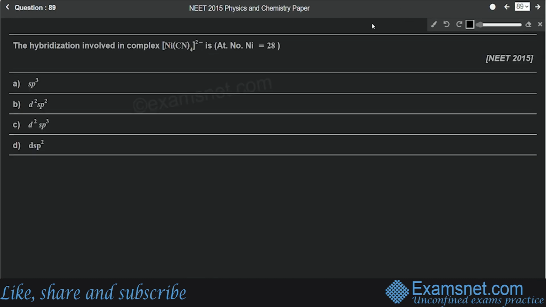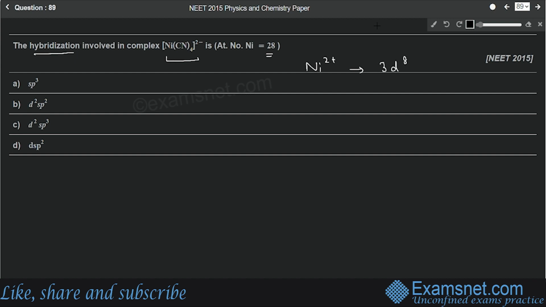Next question is again from coordination compound, and the question is: the hybridization involved in complex [Ni(CN)4]2- is. Atomic number of nickel is 28. So here nickel is in its +2 oxidation state, so its electronic configuration will be 3d8.